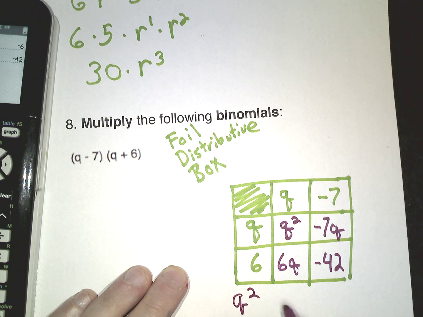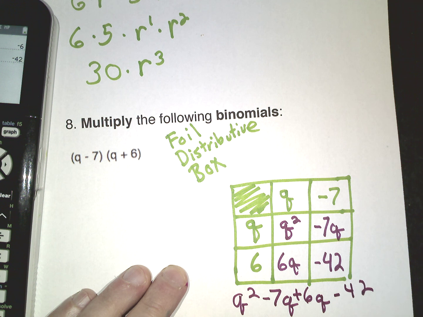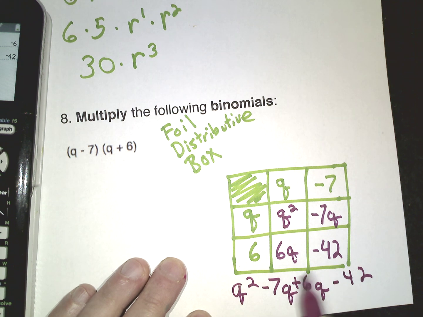So this is, bring out all these purples: negative 7q, 6q, positive 6q, minus 42. I combine like terms, negative 7 and positive 6. It's just negative 1 or negative q. So my final answer is q squared minus q, because I combined these, minus 42. That's your last part of the answer.